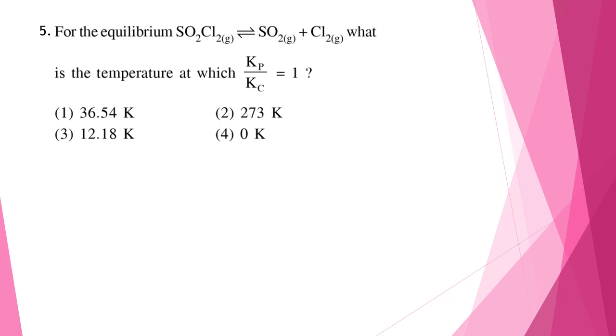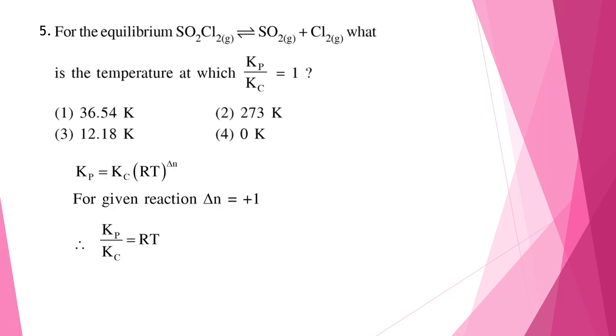Question 5. For the equilibrium SO2Cl2 gives SO2 plus Cl2, what is the temperature at which Kp by Kc is equal to 1? Now we know the relation between Kp and Kc. Kp is equal to Kc into RT to the power delta n. For this reaction, delta n is equal to plus 1. So Kp by Kc will be equal to RT. So we need RT to be equal to 1. So T should be equal to 1 by R, and that will become 12.18. So the correct answer will be option 3.